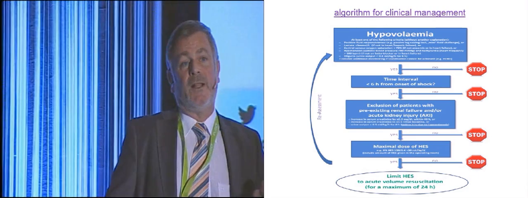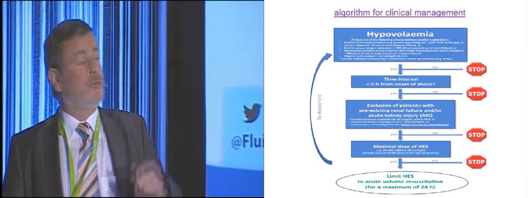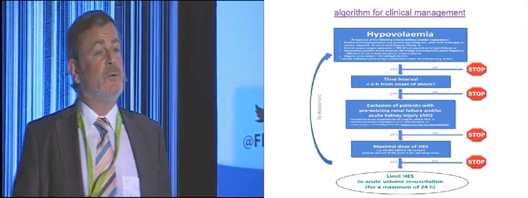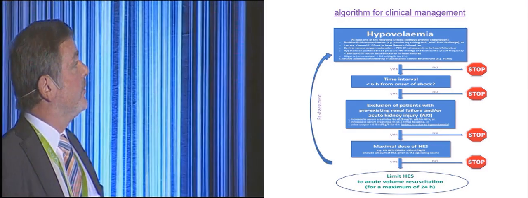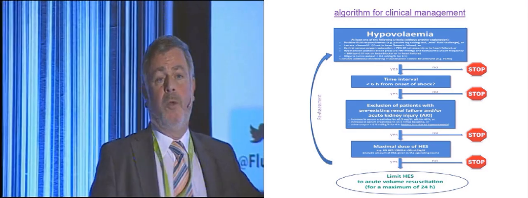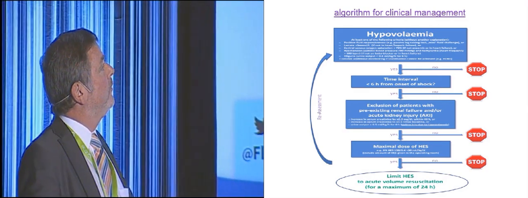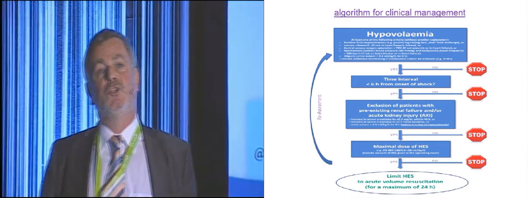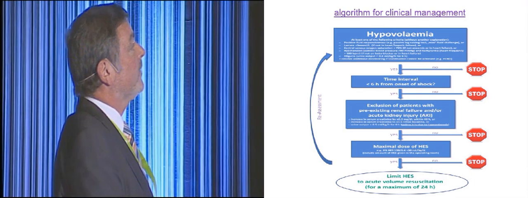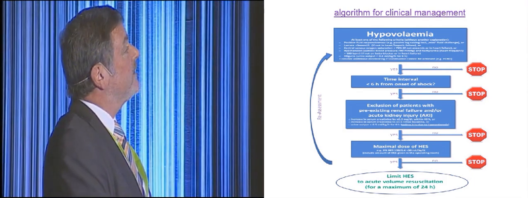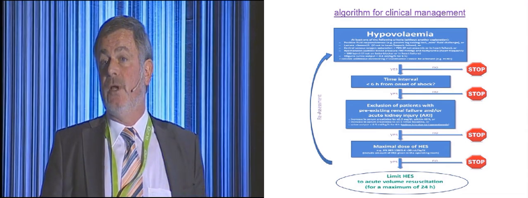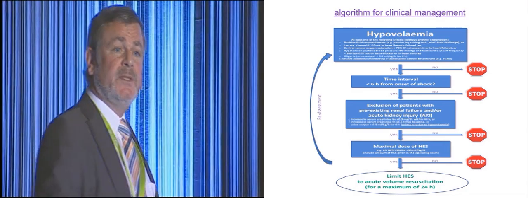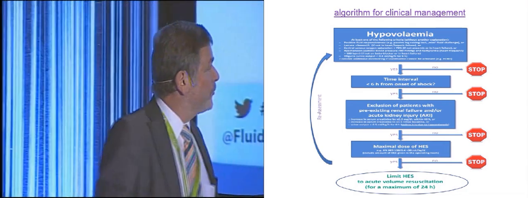And this is a proposition for an algorithm for clinical management for the use of starches. If you have hypovolemia, and hypovolemia is very easily defined using the Surviving Sepsis Campaign, so low blood pressure, a number of variables that you can use to assess hypovolemia. Well, if there is hypovolemia, there is an indication to give this patient a volume. Is the time interval early, less than 6 hours from onset of shock? Then you can use starches. Is this not the case? Then you don't have to use it, because then your patient will get into trouble and you will get into trouble together with your patient.